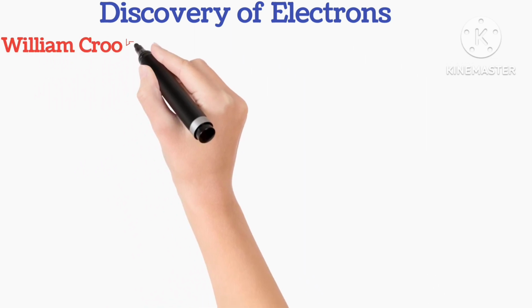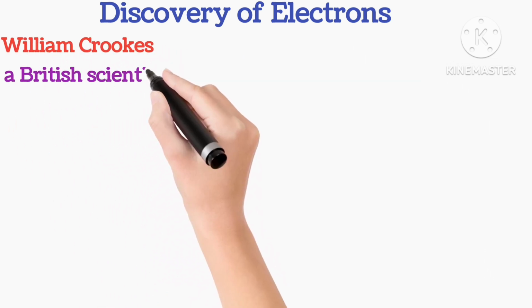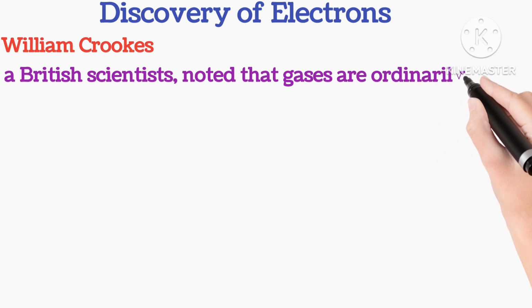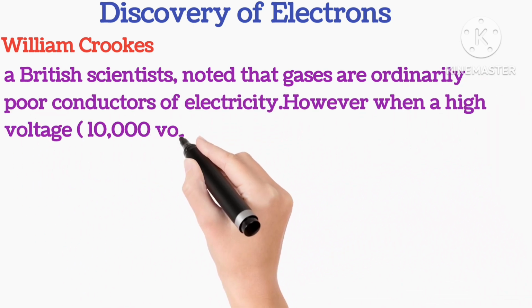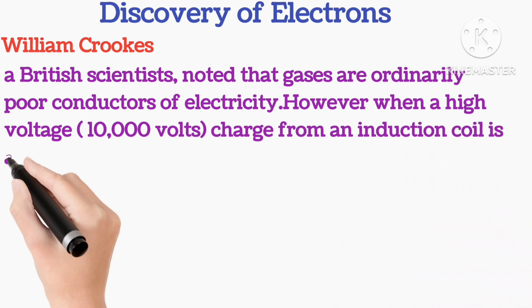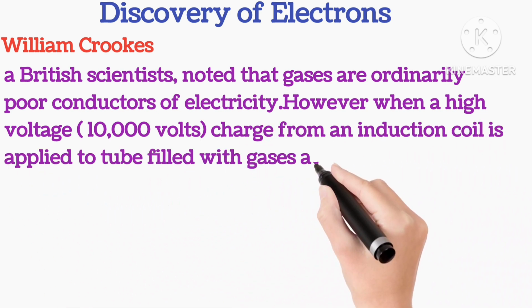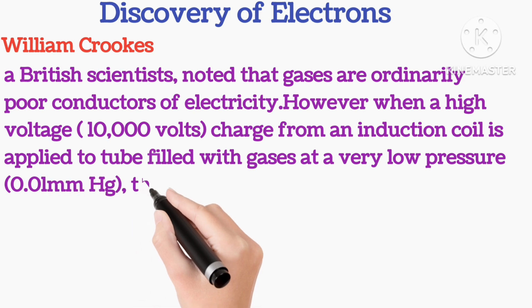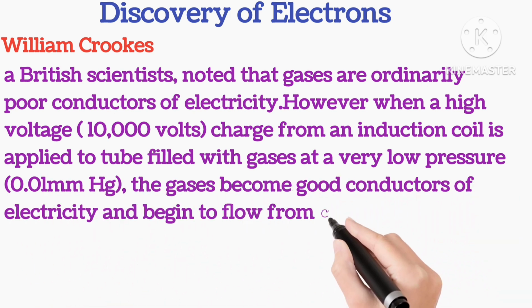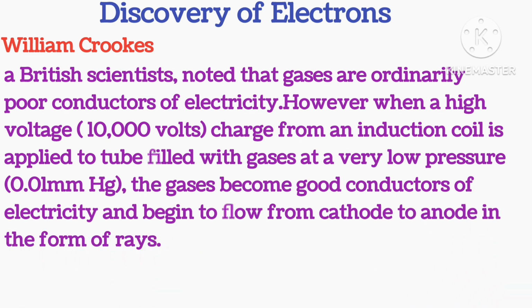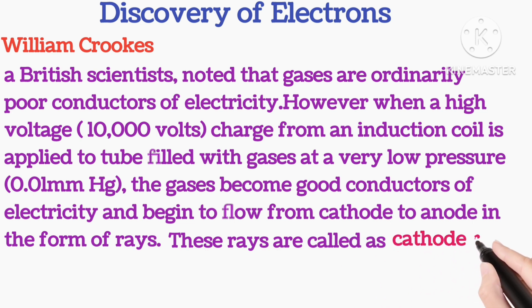Discovery of electrons. William Crookes, a British scientist, noted that gases are ordinarily poor conductors of electricity. However, when a high voltage of 10,000 volts from an induction coil is applied to a tube filled with gases at a very low pressure, the gases become good conductors of electricity and begin to flow from cathode to anode in a form of rays. These rays are called cathode rays.